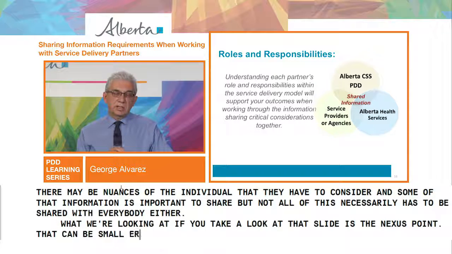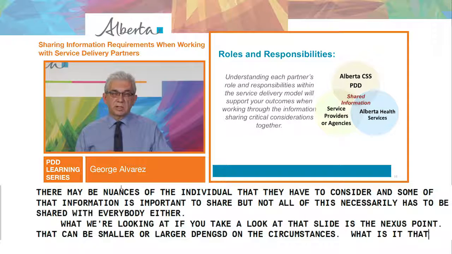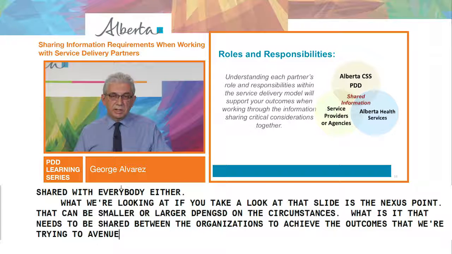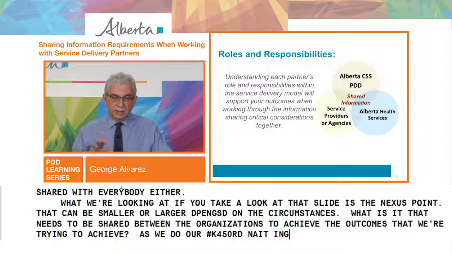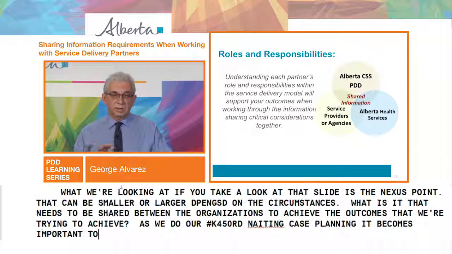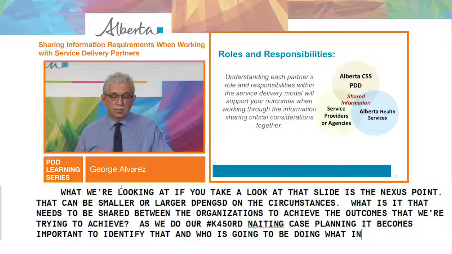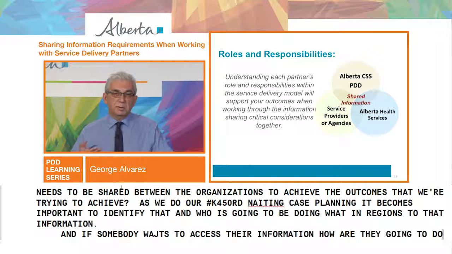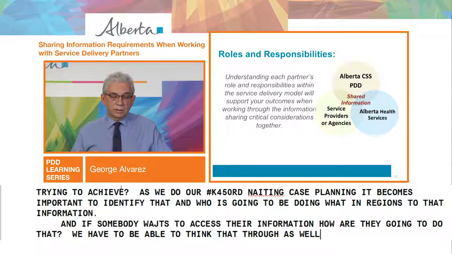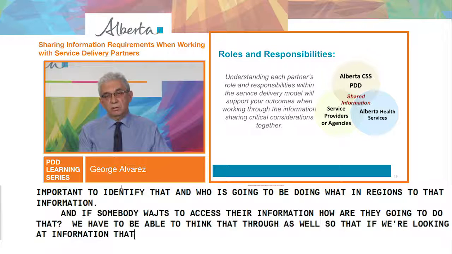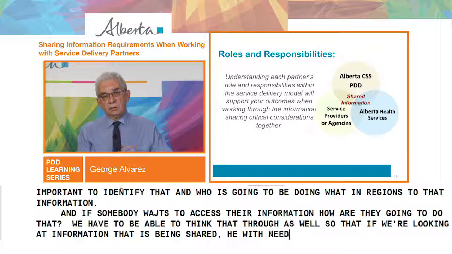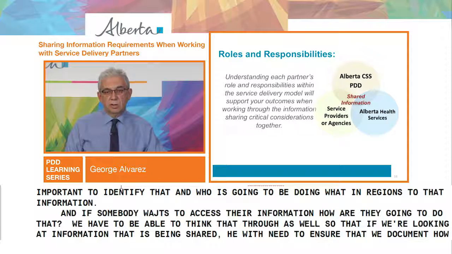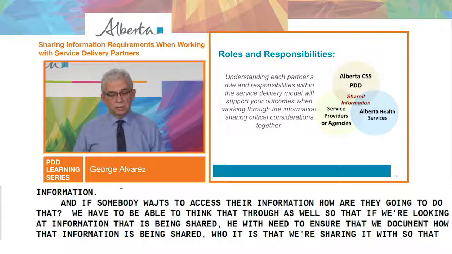But what is it that needs to be shared between those organizations to achieve the outcomes that we're trying to achieve? As we do our coordinated case planning, then it becomes important to identify that and who's going to be doing what in relation to that information. And if somebody wants to access their information, how are they going to do that? We have to be able to think that through as well, so that if we're looking at information that is being shared, we need to ensure that we document how that information is being shared, who it is that we're sharing it with, so that if we get a question around that, we can provide that information to the client.